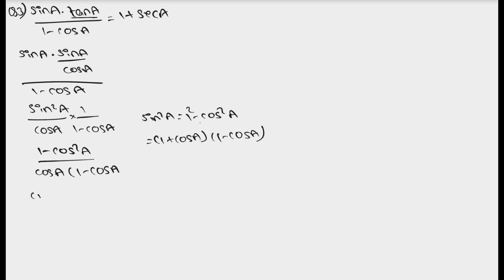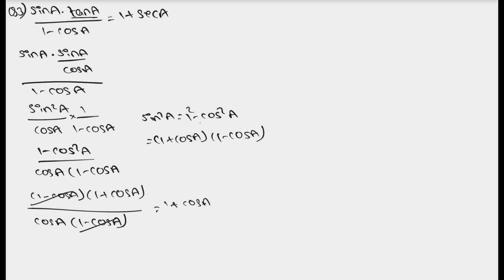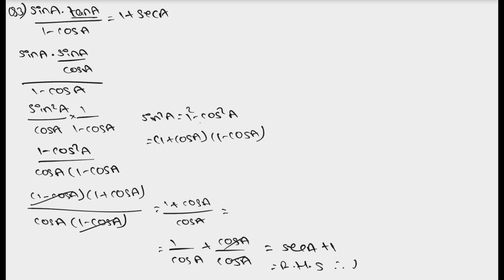So let's expand this: (1 minus cos A) into (1 plus cos A) by cos A into (1 minus cos A). In the numerator, the terms 1 minus cos A and 1 minus cos A get cancelled. Here we have (1 plus cos A) by cos A. Let's divide the numerator terms. We'll get 1 by cos A plus cos A by cos A. 1 by cos A is nothing but secant A. This cos and cos get cancelled, which is equal to 1. This is our RHS value. Therefore, LHS is equal to RHS.